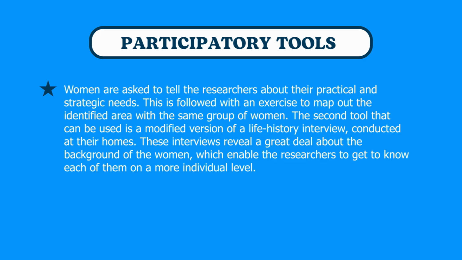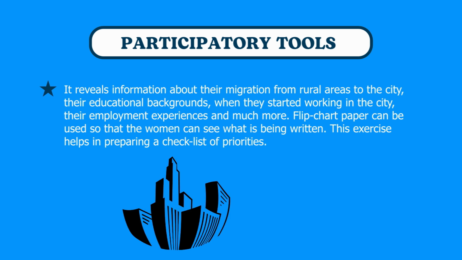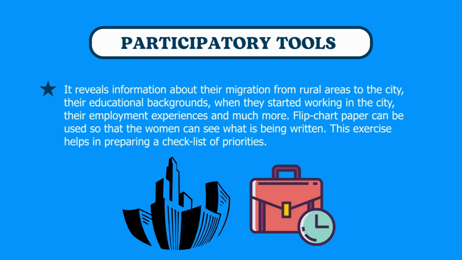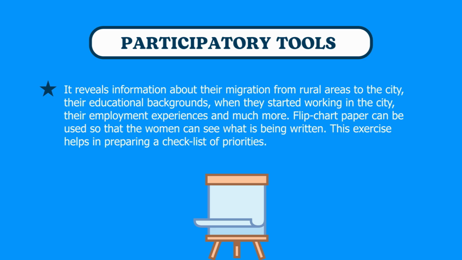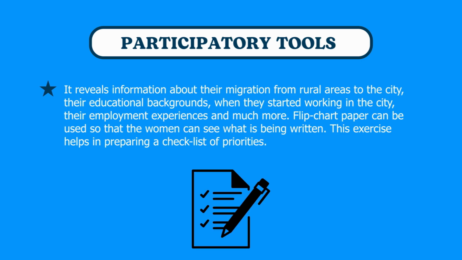The second tool that can be used is a modified version of the life history interview conducted at their homes. These interviews reveal a great deal about the background of the woman, which enables the researcher to get to know each of them on a more individual level. It reveals information about their migration from rural areas to the city, their educational background, when they started working in the city, their employment experiences, and much more. Flip chart paper can be used so that the woman can see what is being written. This exercise helps in preparing a checklist of the priorities.